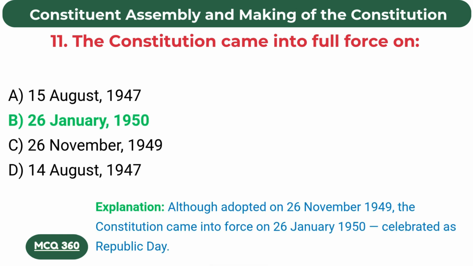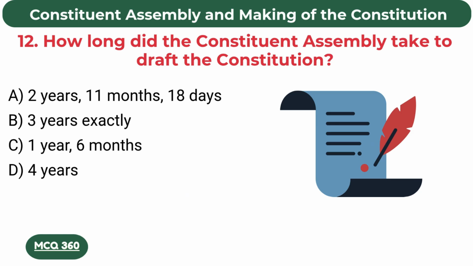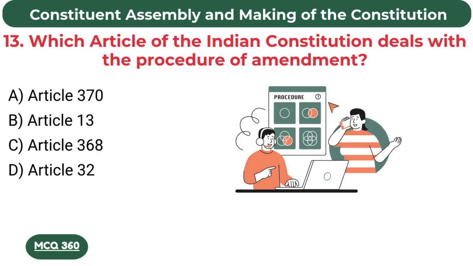26 January 1950. Although adopted on 26 November 1949, the Constitution came into force on 26 January 1950, celebrated as Republic Day. How long did the Constituent Assembly take to draft the Constitution? 2 years, 11 months, 18 days. Which article of the Indian Constitution deals with the procedure of amendment? Article 368.